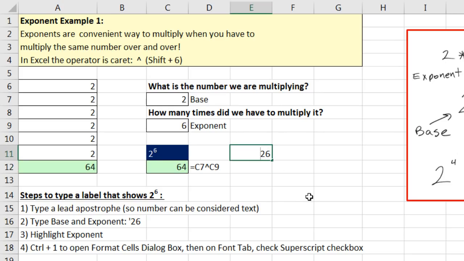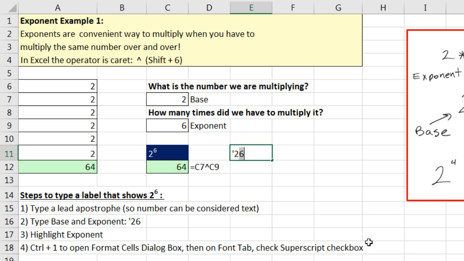So here's how you really do it. You have to convert this to text. And the way you do it is you type a lead apostrophe. As soon as you put a lead apostrophe in the cell, anything that comes after is automatically text. Oh, and there's our default alignment that we talked about at the very beginning of this class. So important because it immediately tells us Excel thinks that this is text.